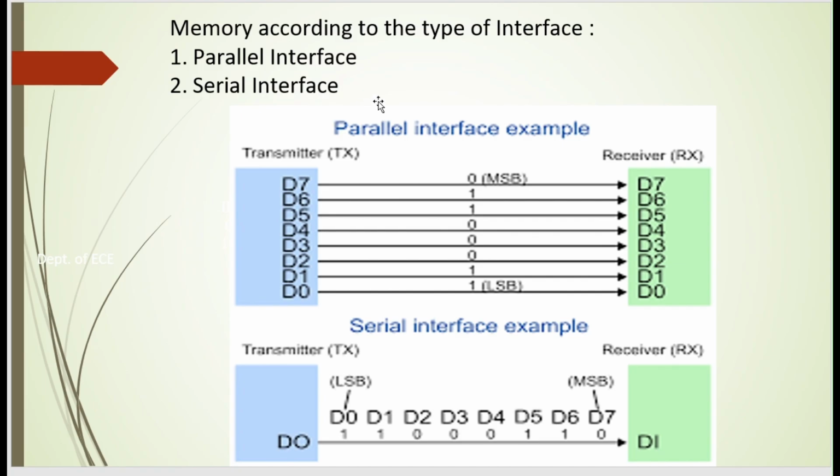Next, we'll discuss the parallel and serial interface. Parallel interface is a type of interface in which the data is transmitted in a parallel way, and in parallel interface the time consumed is very less as there are different address buses and lines to transmit the data from the transmitter to the receiver, whereas in serial interface the data is transmitted one by one and hence the time lag consumed is very high.